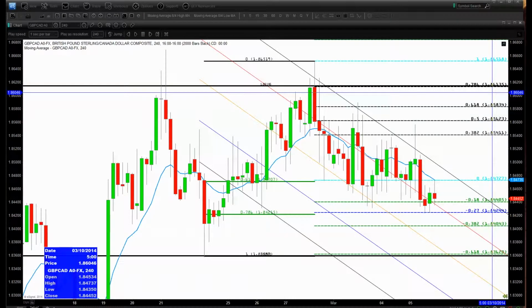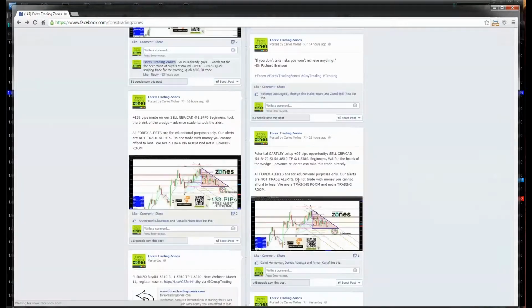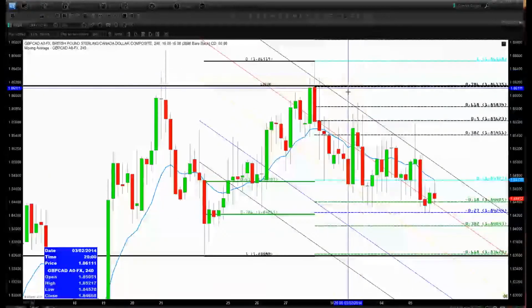Let me see if I can find it now. I don't know where it goes. Where did it go? There you go. Right here, there it is. That's where we were last night. So that candle is that candle, and now we can play it forward.